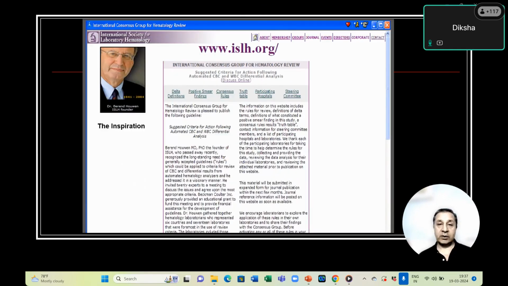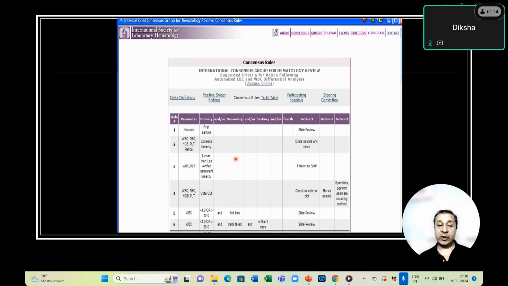So the first practical discourse regarding the slide review criteria was initiated by the International Society of Laboratory Hematology nearly 2 decades ago. And the inspiration for this was Sir Bernard Hyman, who ensured that this part of it is taken care of by doing activity which will give us information to practice the slide reviews. So these were the various rules which were defined by a set of hematopathologists for ISLH and eventually even published.